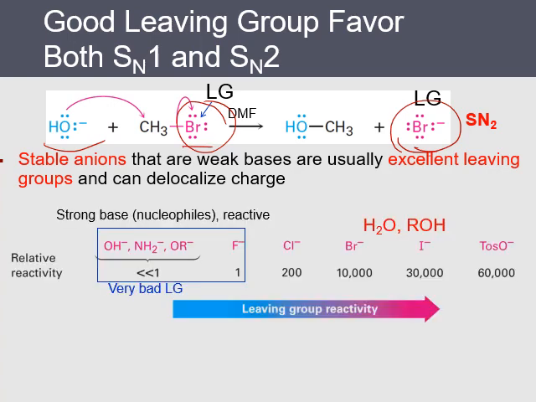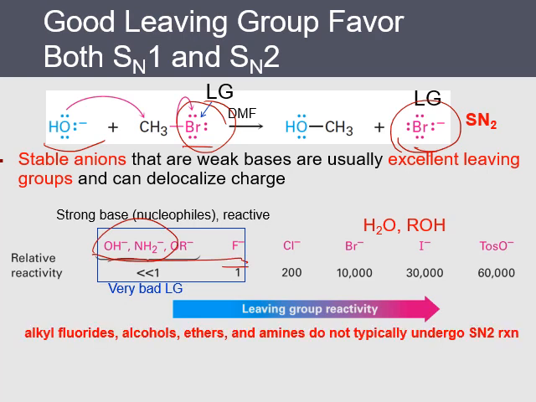Here is a chart I want you to remember, at least the trend, about the leaving group. These are strong bases, hydroxide and amide. As we showed before, they are negatively charged ions. They are very reactive, attacking hydrogen and carbon cation. Very reactive means they are not stable, and not stable means they are bad leaving groups. So these are very bad leaving groups, including fluoride, and therefore alkyl fluoride, alcohols, ethers, amines do not typically undergo SN2 reaction. Let's say this is methanol. If it undergoes SN2 reaction, it forms hydroxide, but hydroxide is very unstable, so the reaction is very difficult. So they typically do not undergo SN2 reaction.